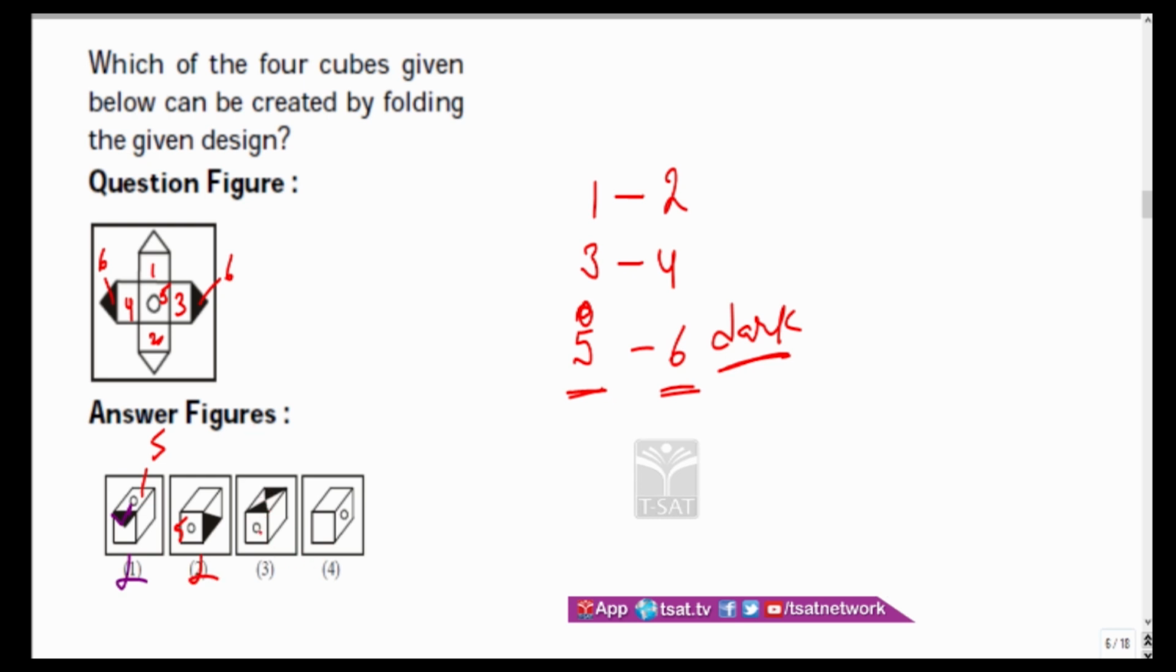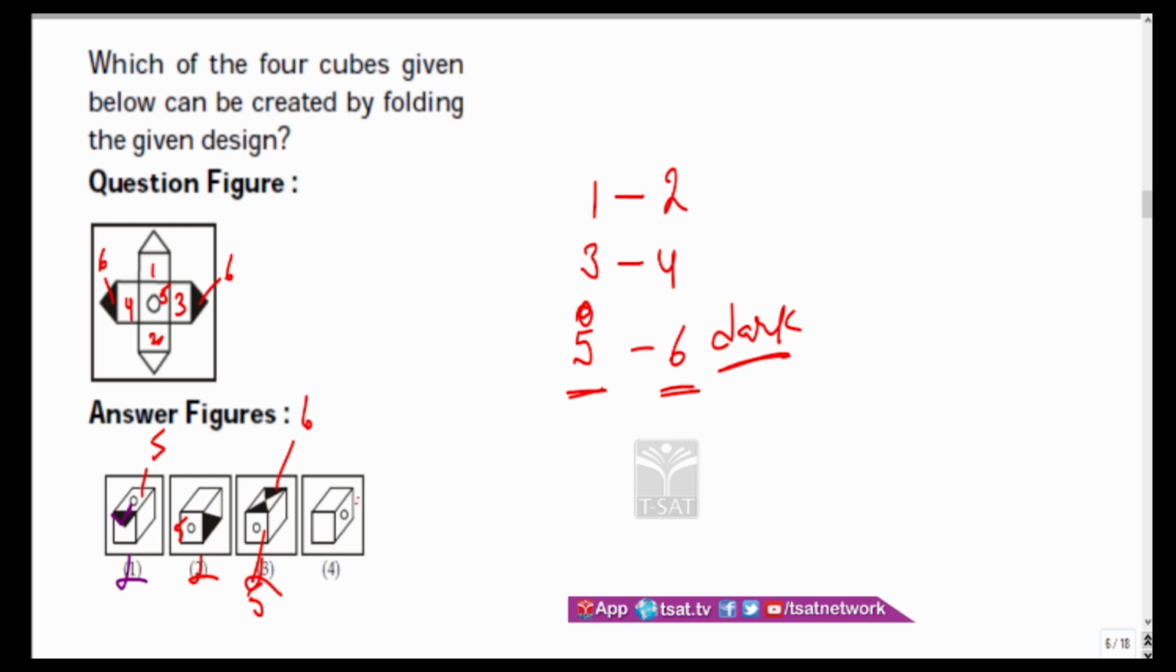In option 3 also the problem is the same, because the circle is visible, which is the 5th face, and the dark color on the top is also visible, which is the 6th face. Both 5th and 6th faces are opposite, but they are adjacent here. So even this cannot be the answer.